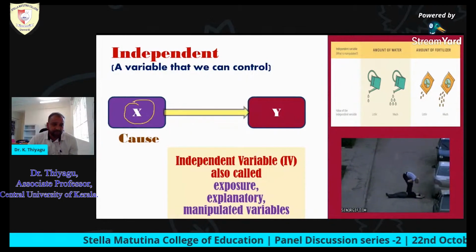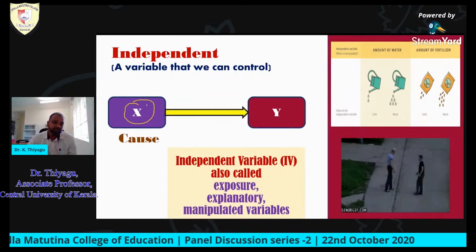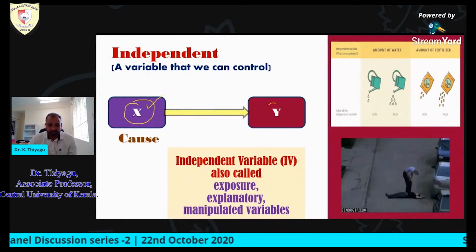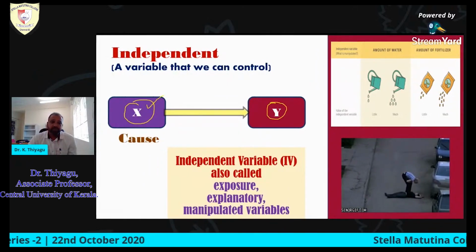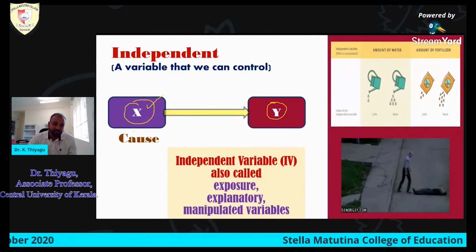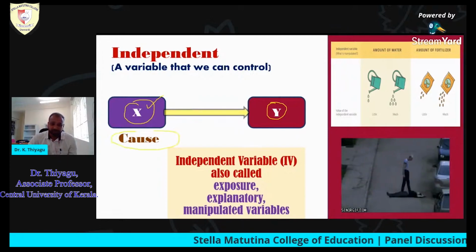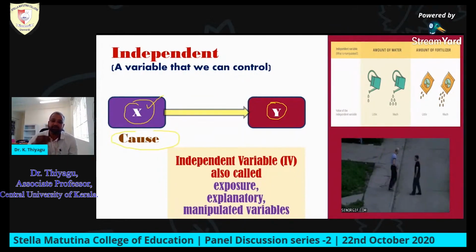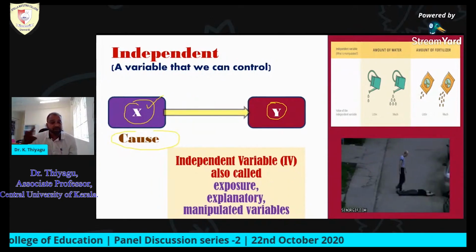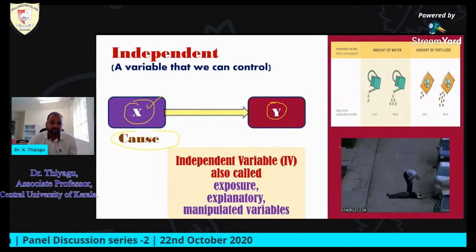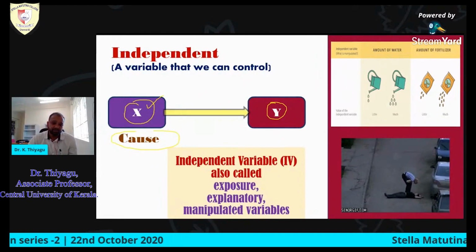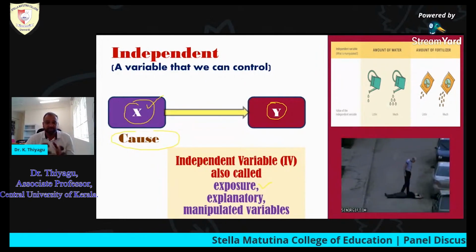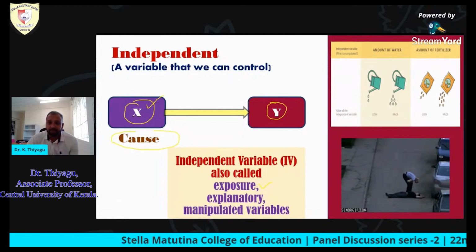So here, normally as a researcher, we use the term X to represent the independent variable, and Y to represent the dependent variable. X is called the causing variable. For the experimental method, we may use the terms cause and effect, where the cause represents the independent variable and the effect represents the dependent variable. Normally for the independent variable, we may use the terms exposure, explanatory, as well as manipulated variable. Different terms are used by different people.